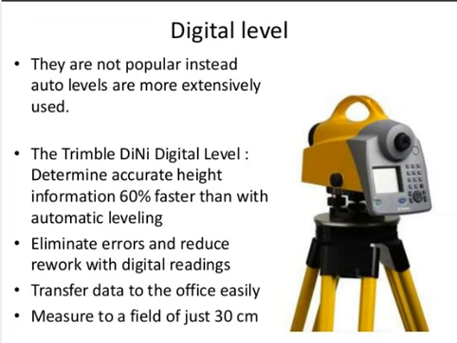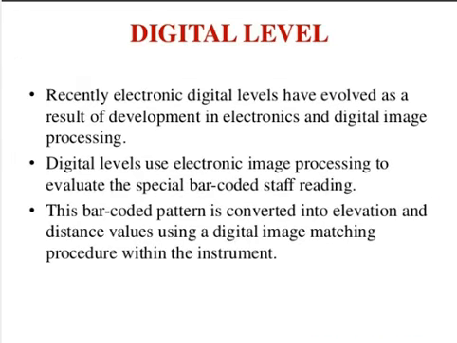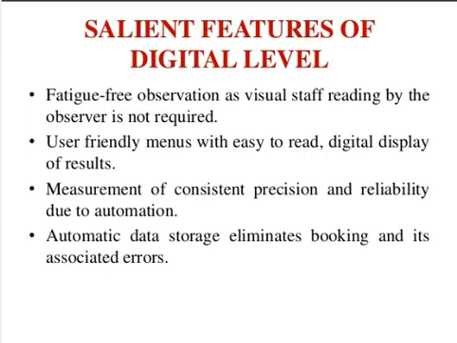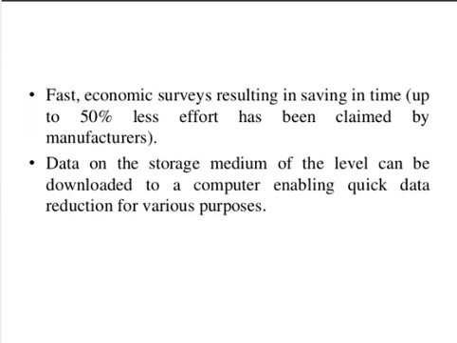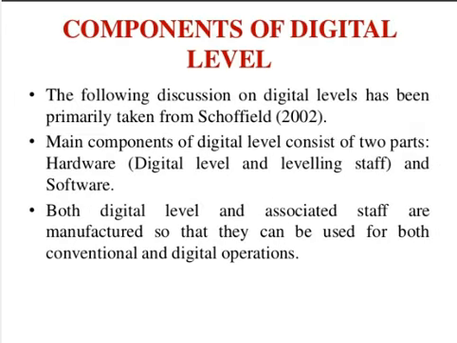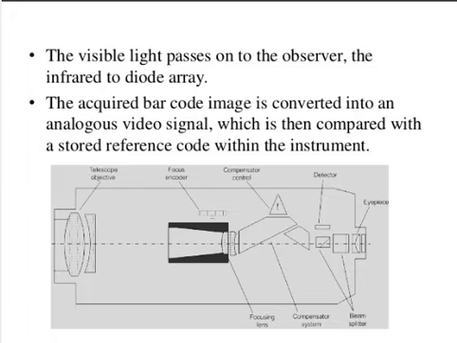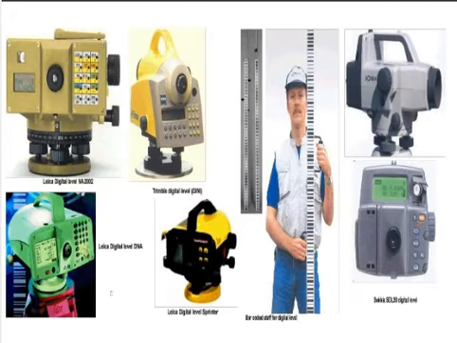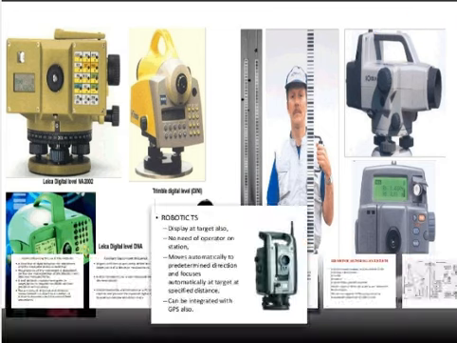Then we have digital levels. Digital levels are instruments where the calculations on paper are also totally reduced. All that you need is to have the prism or the receiver on the point where you want to calculate the level, and just click the button. You can directly calculate the level of that point. These are the commonly used digital level instruments. So these are all of them.